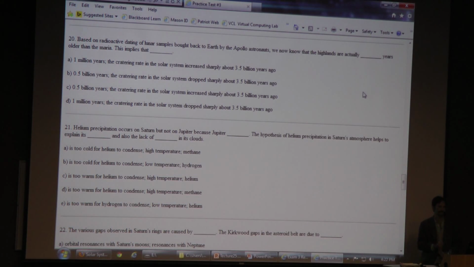When we did radioactive dating of the lunar samples, we found that the difference in the highlands and the Maria age is only about 500 million years. So the fact that the Maria has so few craters actually means that the cratering rate dropped in the solar system around 3.5 billion years ago, so the correct answer would be B.